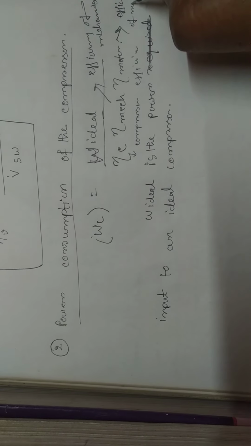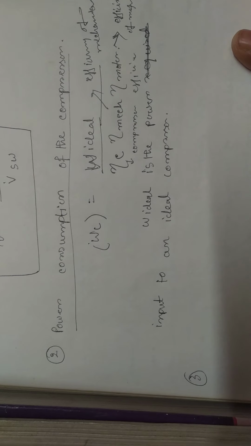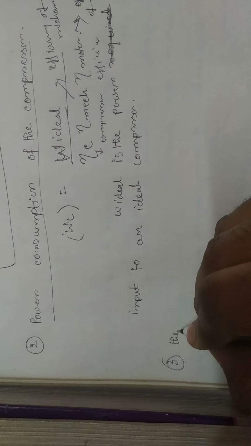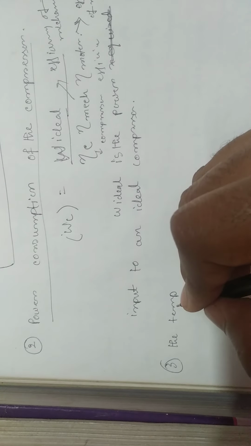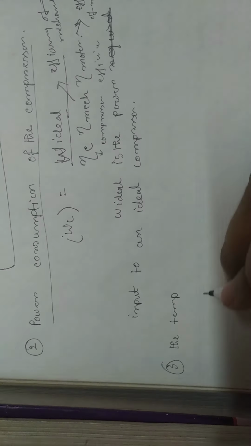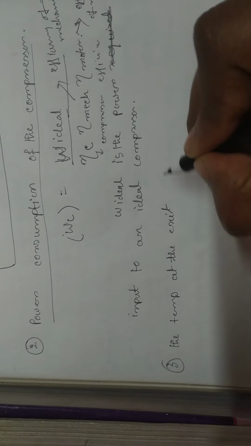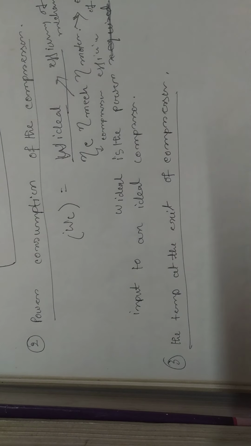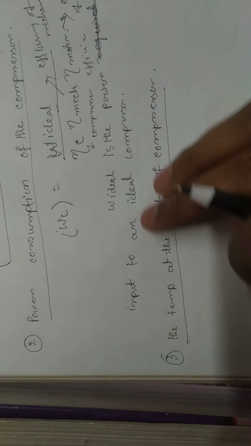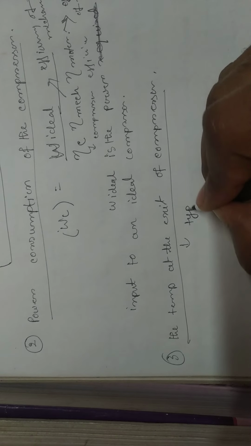And the third performance parameter of the reciprocating compressor is the temperature at the exit of the compressor. It's already given to you in the study material. You can go through it, and if you have any query or problem, you can contact me. The temperature at the exit of the compressor basically depends on the type of refrigerant.